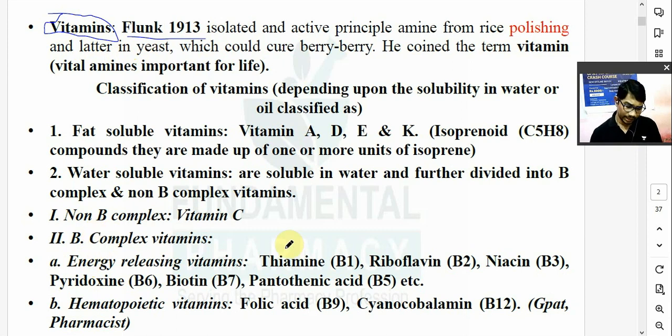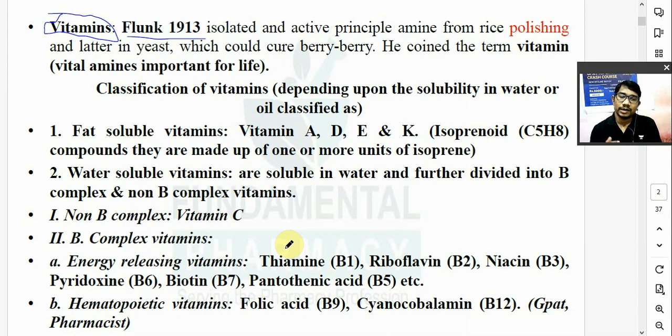Why? Because there was a group of people who were suffering from beriberi. Vitamin B1 deficiency is known as beriberi, and the deficiency was found to be because of the polishing of rice. The outer coating, the husk of the rice, has vitamin B1, thiamine. Polishing removes that vitamin, and that's why eating polished rice by this group of people led to beriberi.